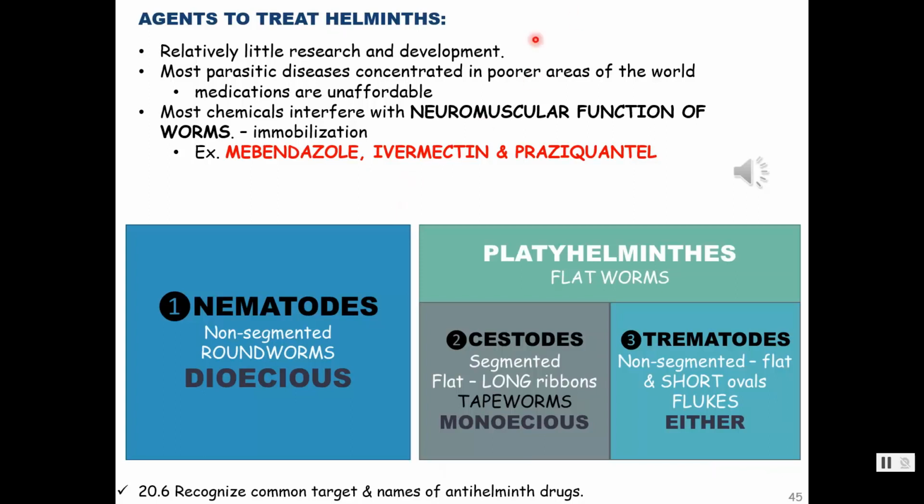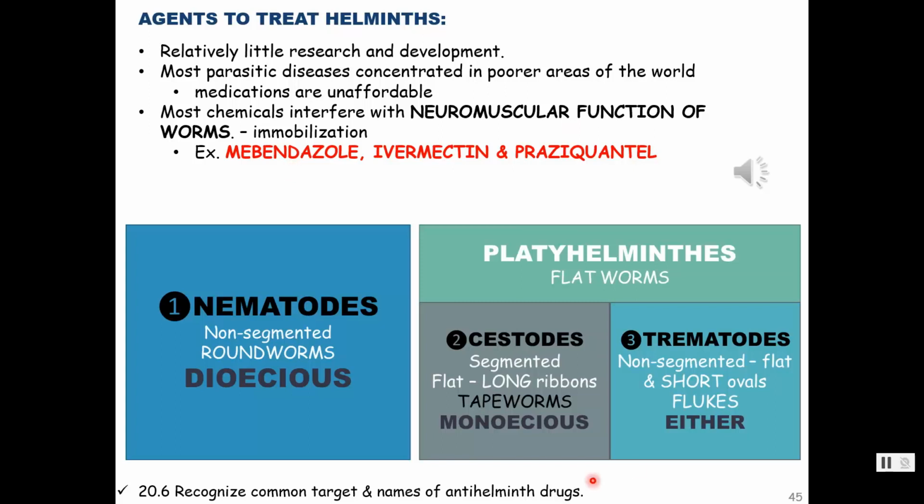All right, so problems with helminths, so parasites. There's really relatively little research and development being done. This is because most parasitic diseases, and for the most part protozoan diseases, are concentrated in poor areas of the world, where they can't afford the medications anyway. Once again, it's going to come down to money. Helminths are so large that it's really difficult to find drugs that treat them. Most chemicals are going to interfere with the neuromuscular functioning of worms. They're either going to paralyze them or give them muscular contractions, but either way, they can't move.